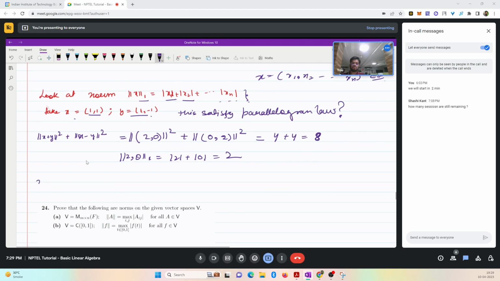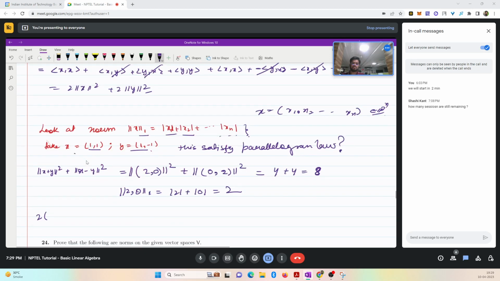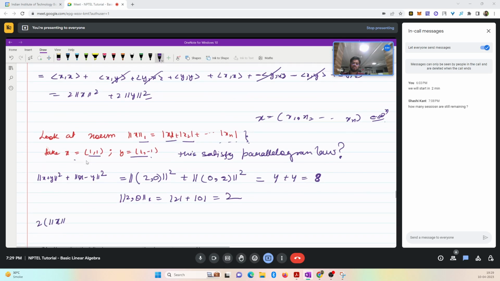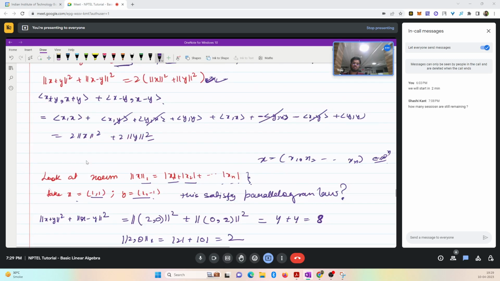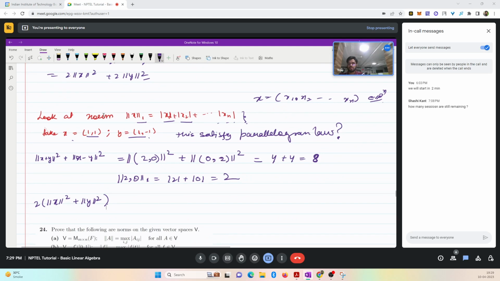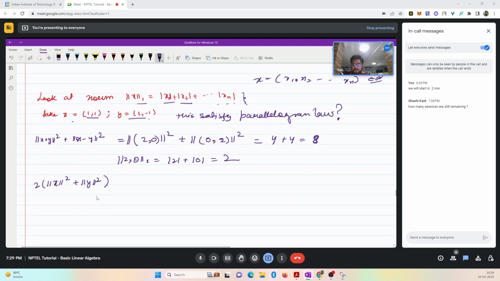Now let's look at the right hand side. That is 2 times norm of x square plus norm of y square. Okay. I think for this particular case, it would be satisfied. So, okay, now let's look at this. What is norm of x? This is norm of 1 plus norm of 1, that is 2. Again, this norm is also 1 plus 1, that is 2.